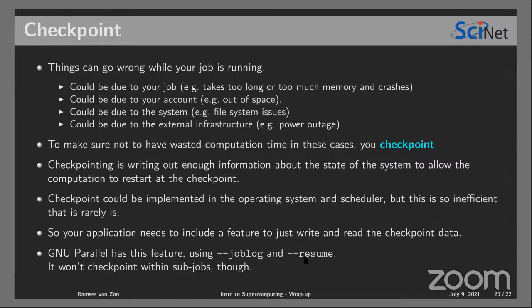What it can't do is to checkpoint the subjob. So a subjob was already running, it crashed. That means that in the log, it will not show up as having been completed. And there's no way for GNU Parallel to know how to restart that subjob. It would have to be able to do that inside the subjob. But it can still resume and just restart those.